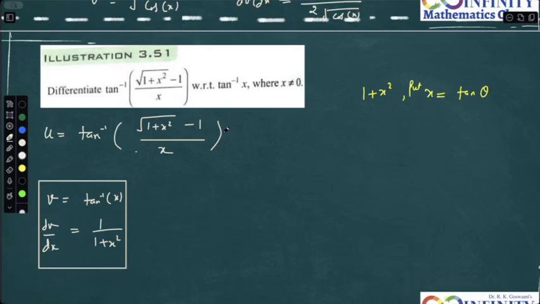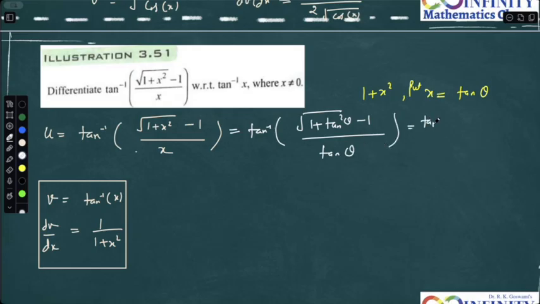Okay. So if I substitute like this, it is going to be tan inverse of square root of 1 plus tan square theta minus 1 divided by tan theta. This is going to be tan inverse of square root of secant square theta, and if you take the expression out of the square root, you will have secant theta minus 1 over tan theta. Now, how should I simplify this expression? I think it is going to be an easy and obvious task for you. Just convert them into sine and cos, and try to cancel out some common terms.